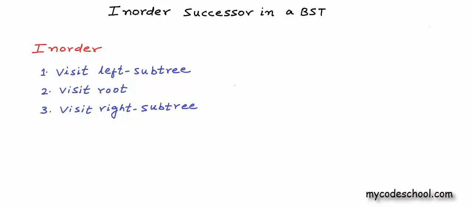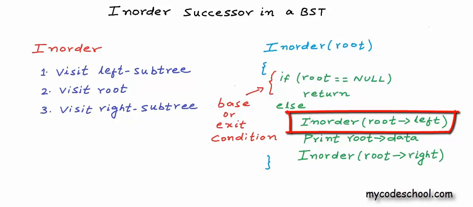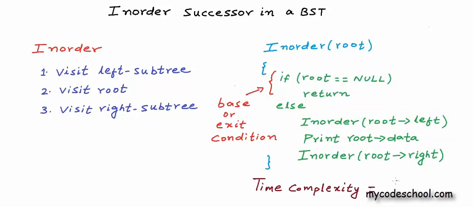In-order implementation will basically be a recursive function, something like what I'm showing right here. There are two recursive calls in this function, one to visit the left subtree and another to visit the right subtree. Time complexity of in-order traversal is big O of n, where n is number of nodes in the tree. We visit each node exactly once, so time taken is proportional to number of nodes in the tree.